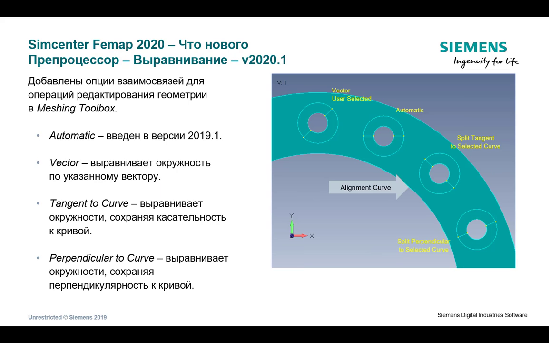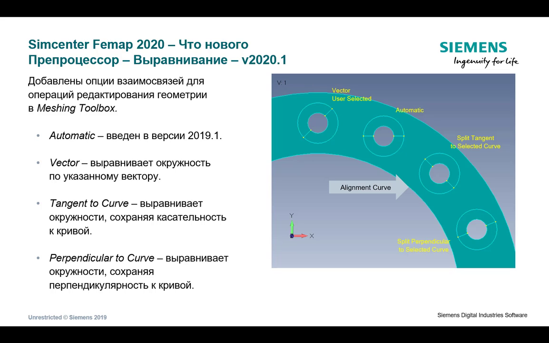Similar to the alignment option, which was offered for the pad operation, an alignment option was added for the washer operation of the geometry editing tool in the meshing toolbox. So this just allows you to align the split lines of the washer pattern being placed into the geometry.